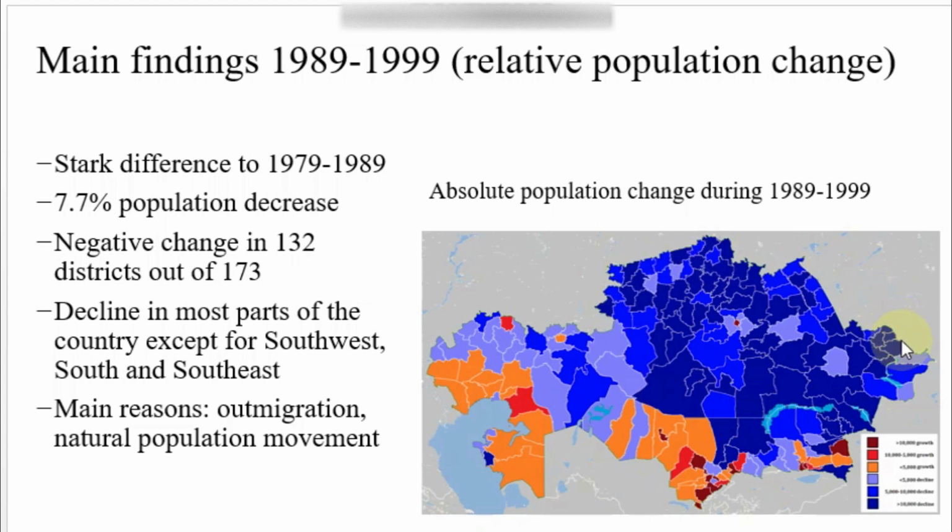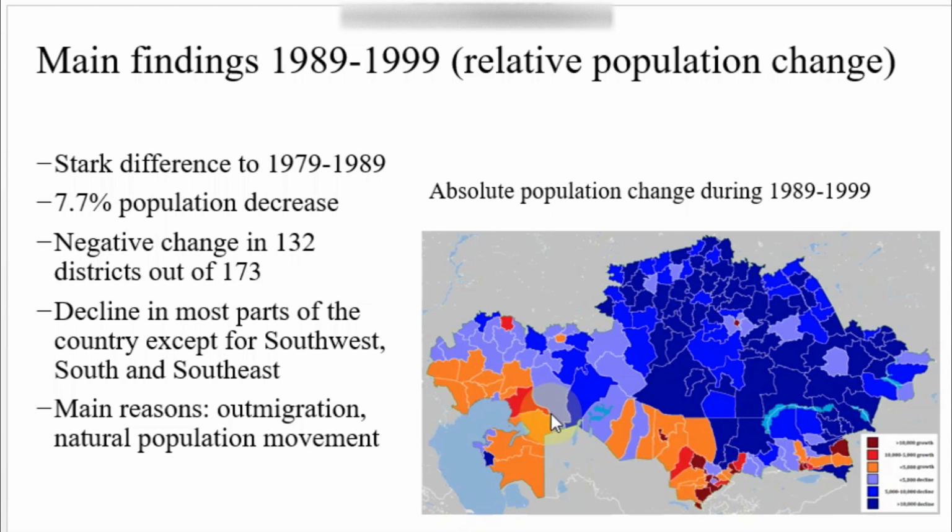The most severe cases of population decline are in the northern part of the country, east and center, and some parts of even southern Kazakhstan. And there's a more moderate but still negative decline in the western part of the country.